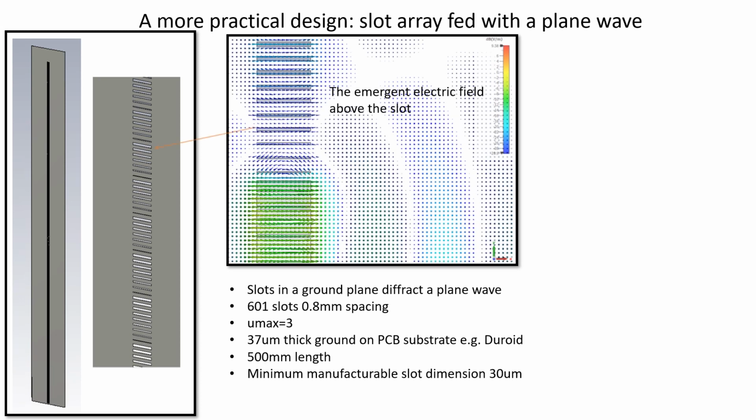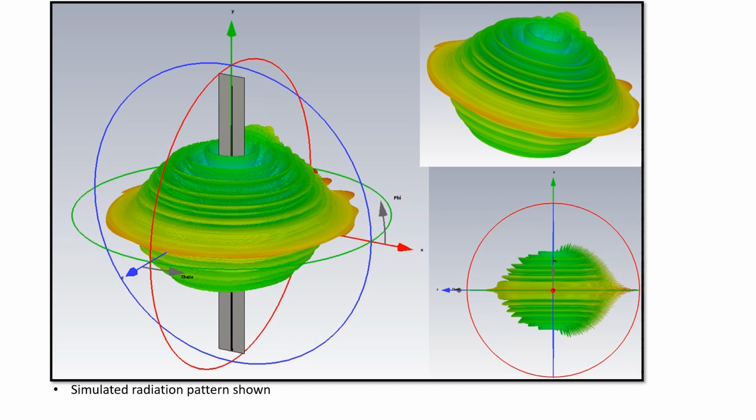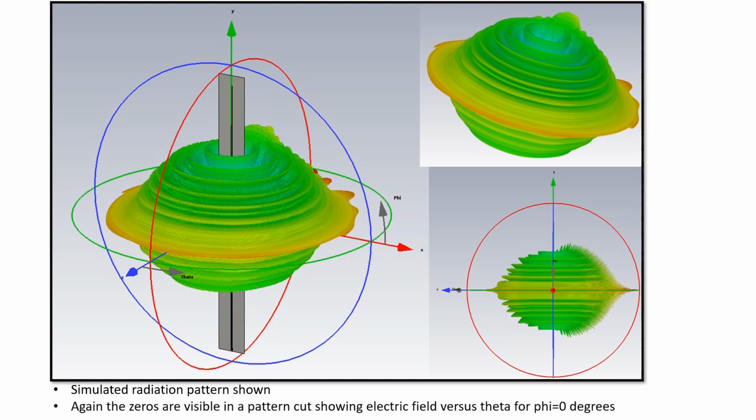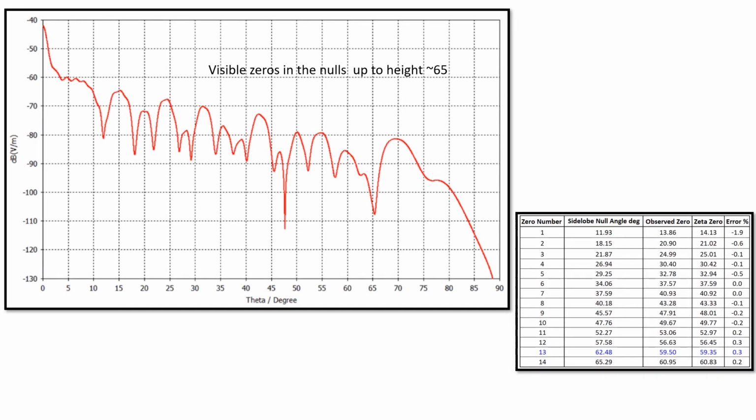This shows the electric field just above the slot. Electric field amplitude at the slot centers approximates the required function. This shows the patterns at 40 gigs. Again, the zeros are visible in the cuts, up to a height of about 65, with about 1% error.